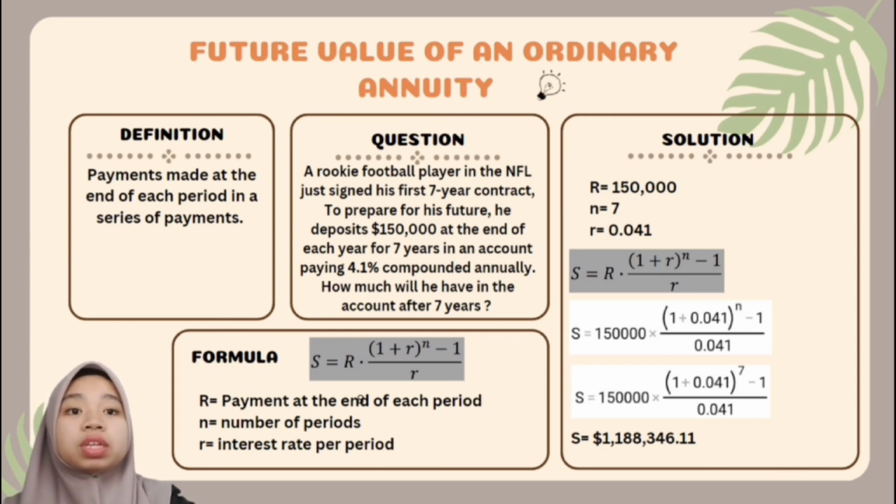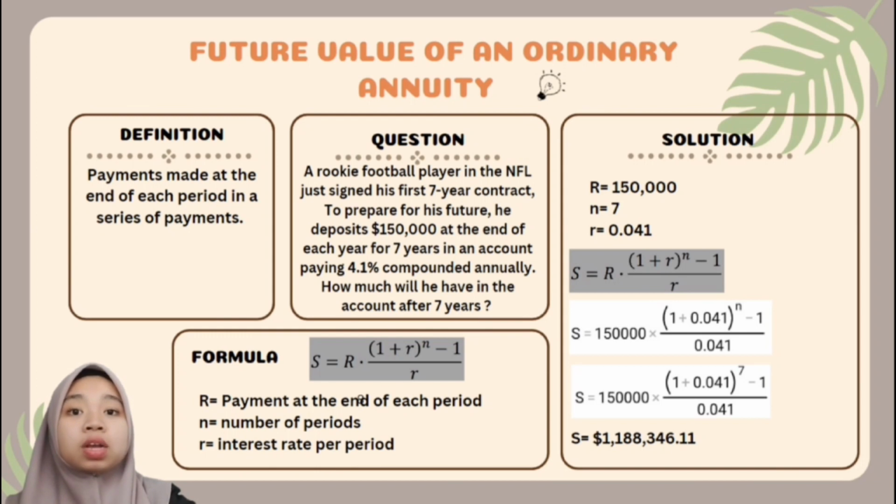So the solution for this question uses the formula S equals R times (1 plus r) to the power of n, minus 1, divided by r. S is the amount that we want to find, R equals 150,000, the power n was 7 and the small r was 0.041.